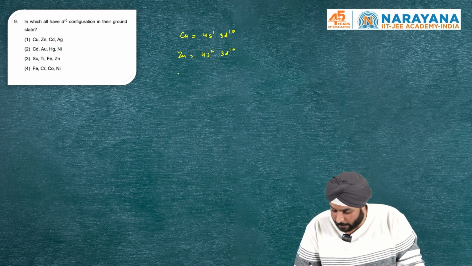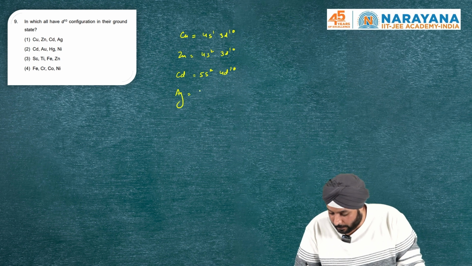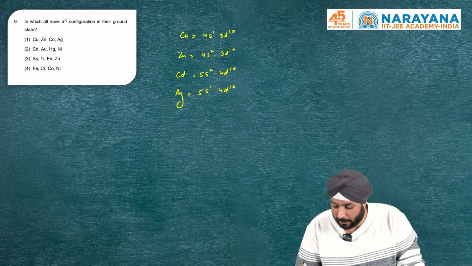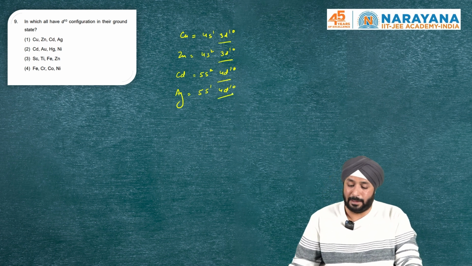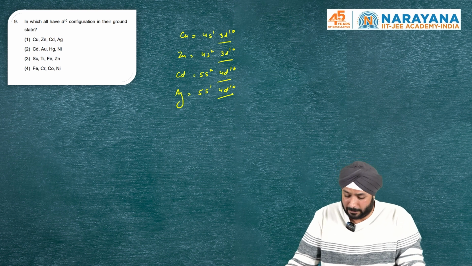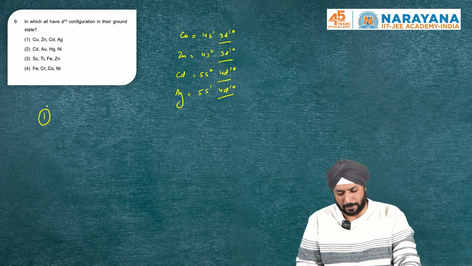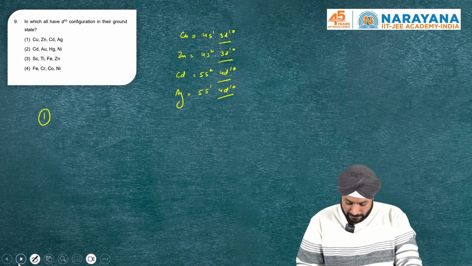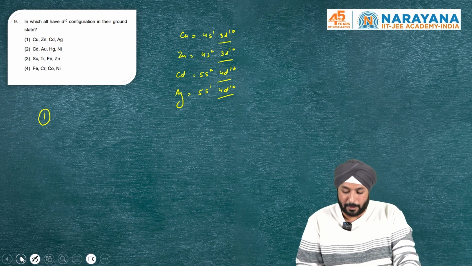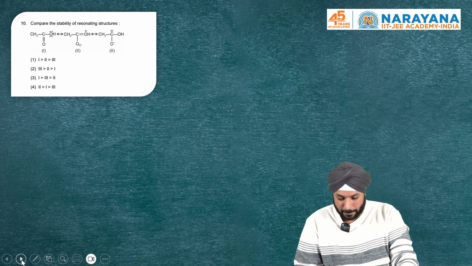Cadmium, 5s2 4d10. Silver, 5s1 4d10. Now all of them have this completely filled d electronic configuration. So the answer should be 1. Very simple question, right? Okay, you understood that part, right?